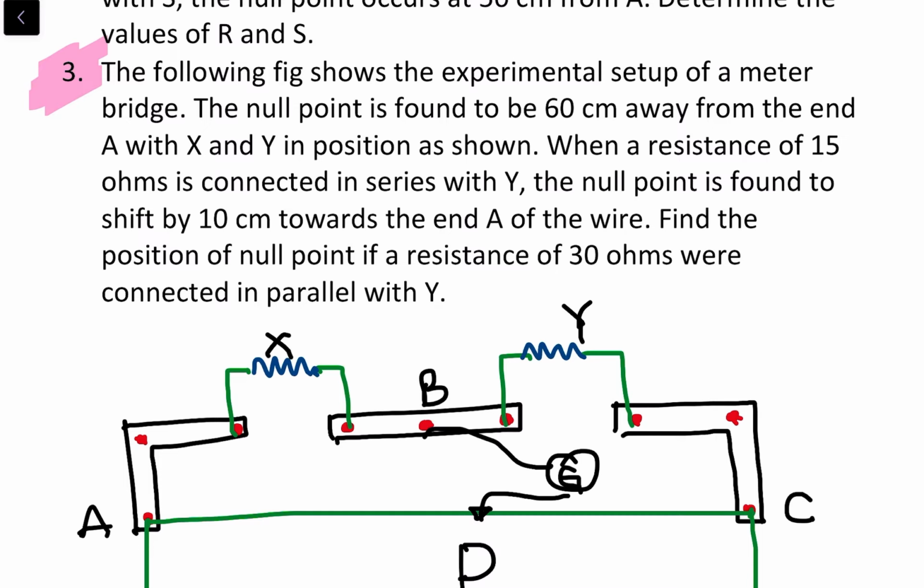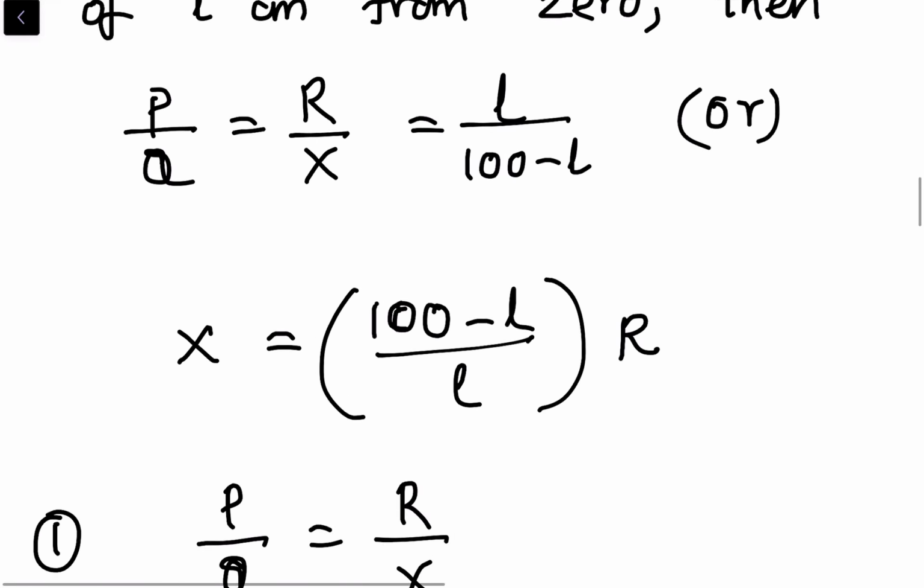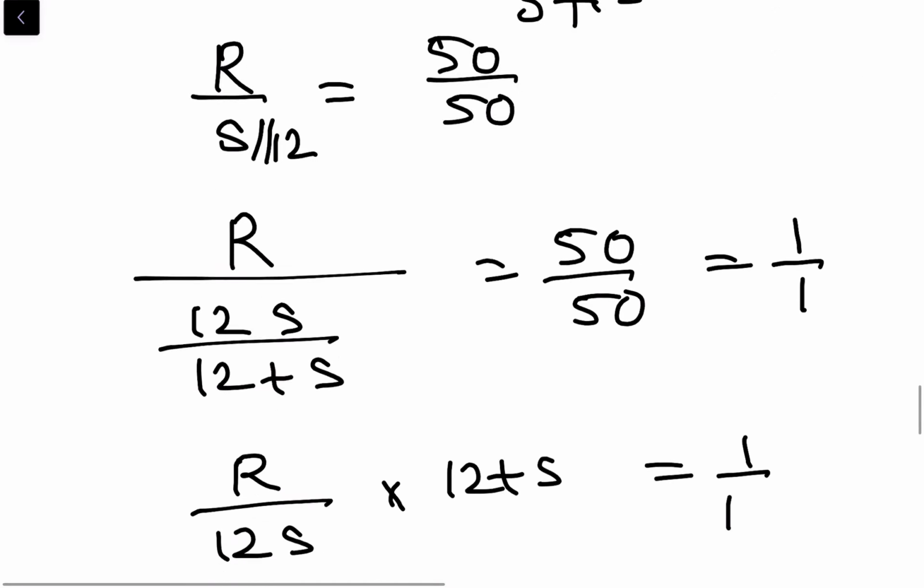Now find the position of the null point again, if a resistance of 30 ohms is connected in parallel with Y. So first let us start our problem with whatever data they have given. Let's go and start our problem. So problem number 3. Let us write case 1.